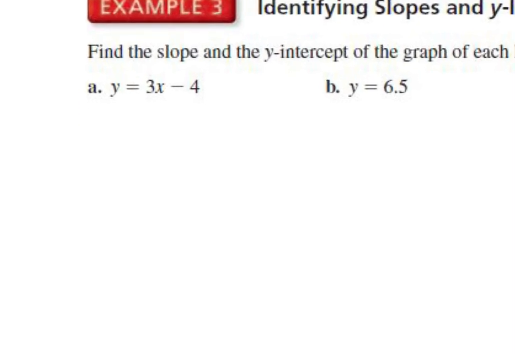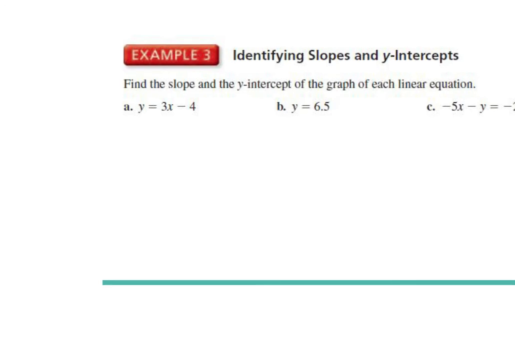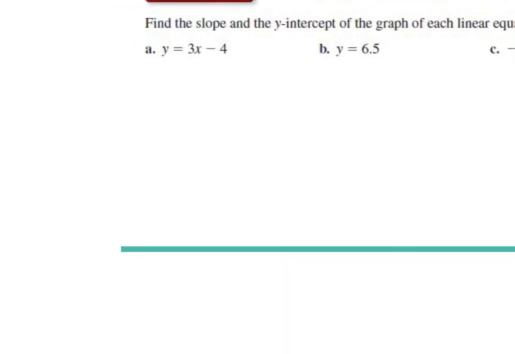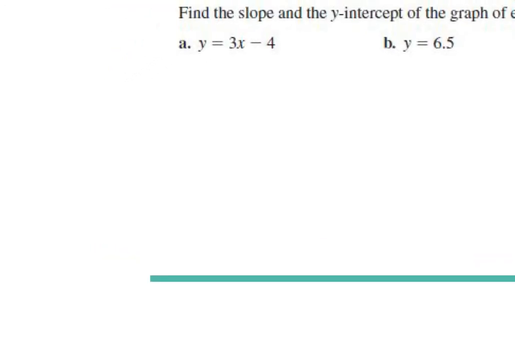Okay. Let's check it out. We're going to identify the slopes and the y-intercepts of each of these examples, okay? For the first one, we've got y equals 3x minus 4. Remember, it has to follow the template y equals mx plus b. What would my m be for a? Aya? 3. Excellent.